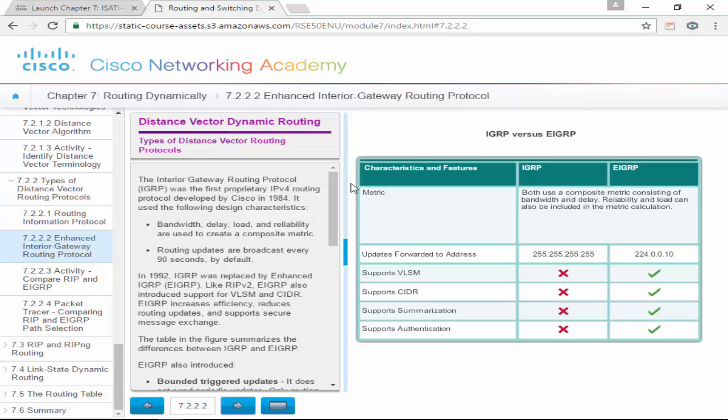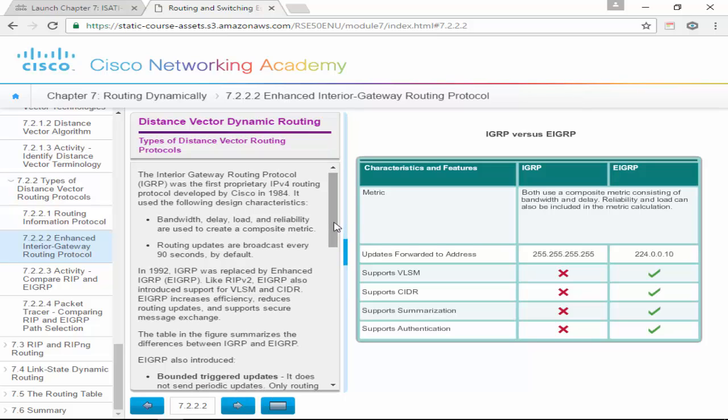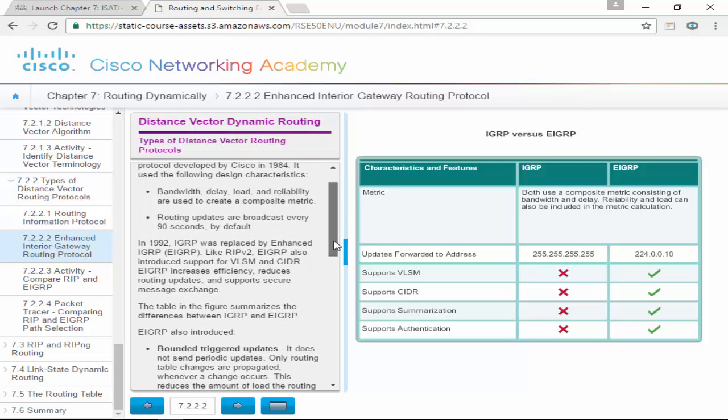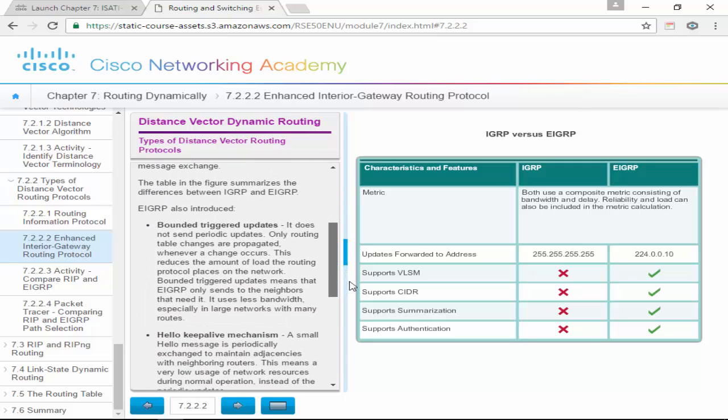Then we have EIGRP, and it has a few things it can use as a metric. By default, it uses bandwidth and delay, but it can use bandwidth, delay, load, and reliability. Its routing updates are broadcast every 90 seconds, which actually they're multicast every, oh, this is IGRP. Okay, so they were broadcast. And then we went to EIGRP, and this is where it became awesome.